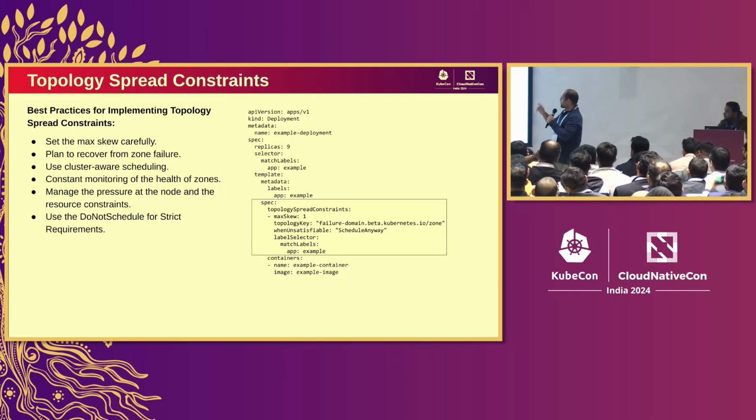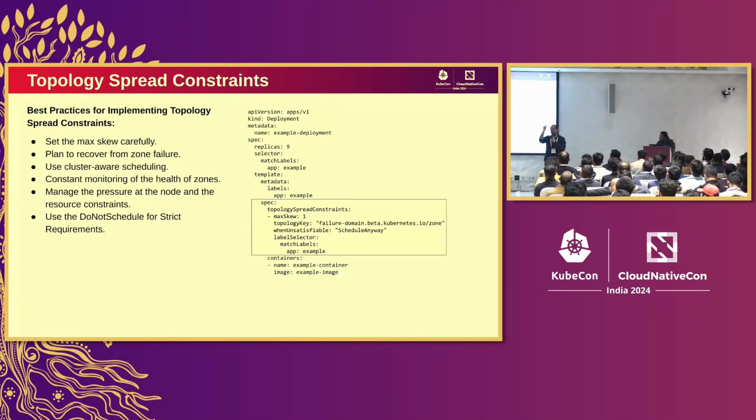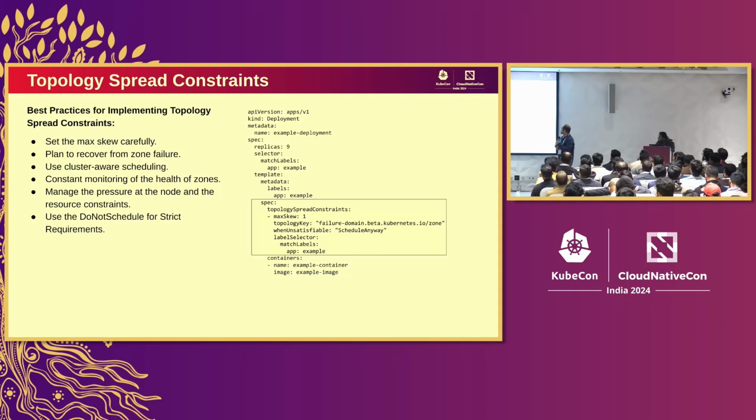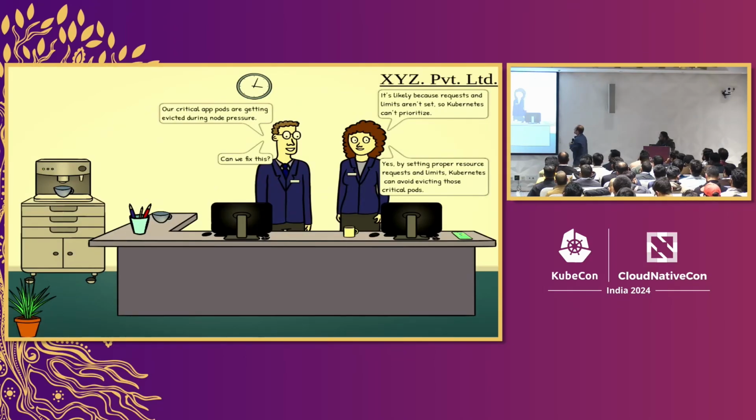You can use when satisfiable as schedule anyway. So what this will do is, it will schedule your pod in the other nodes that are up. And when the 3rd node comes up, it will schedule there. So we have fixed the topology spread constraint.